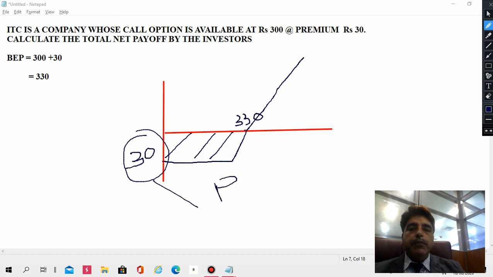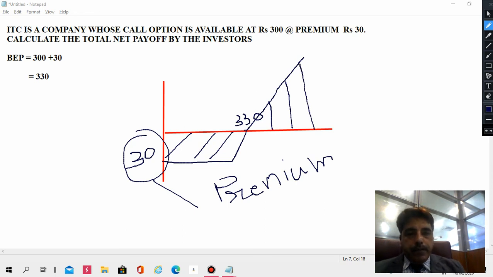So in the call option, whether it is a call option or a put option, investors are bound to lose only this much of the premium. Okay, and unlimited profits up. This is 300. Here it comes, for example, 350. So 350, this much profit they are going to have. This is the profit region.